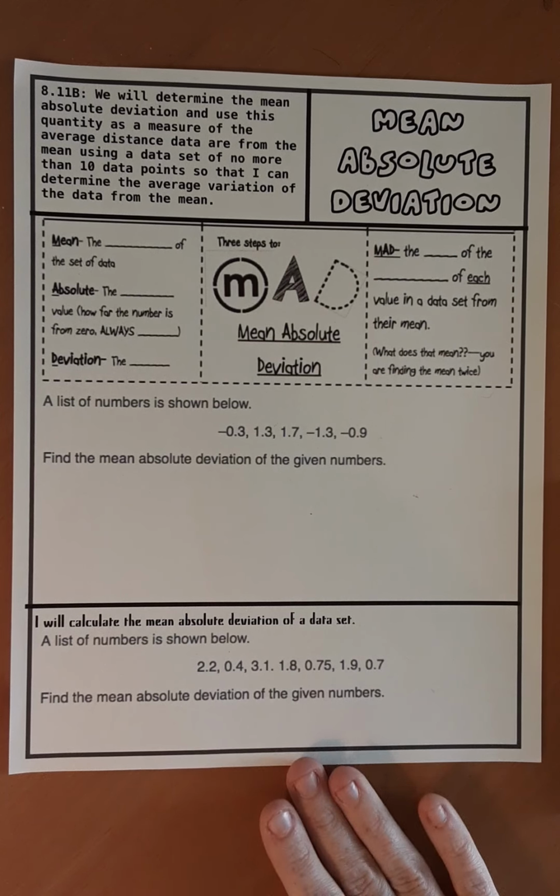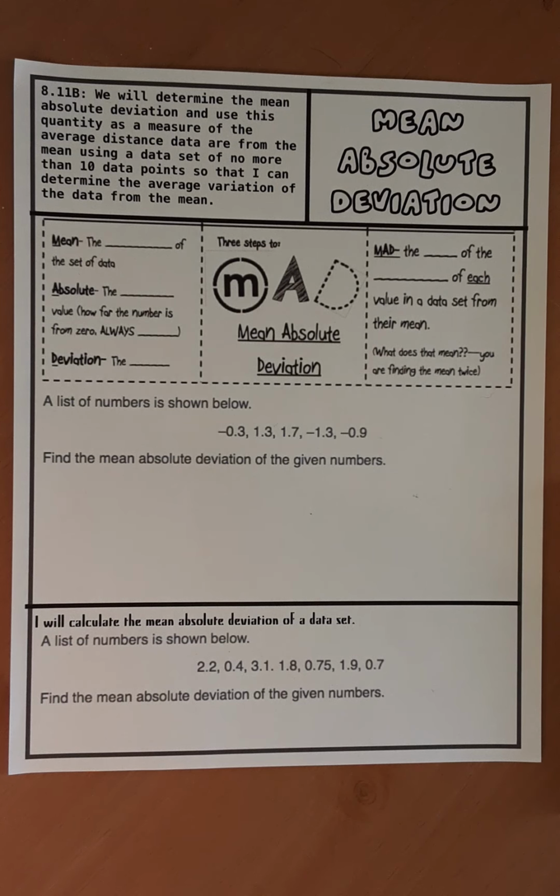We're moving on to Unit 2. In Unit 2, we actually just have one topic to learn. That topic's called mean absolute deviation. So first, let's talk about what the name of this topic means. So we have mean absolute deviation.